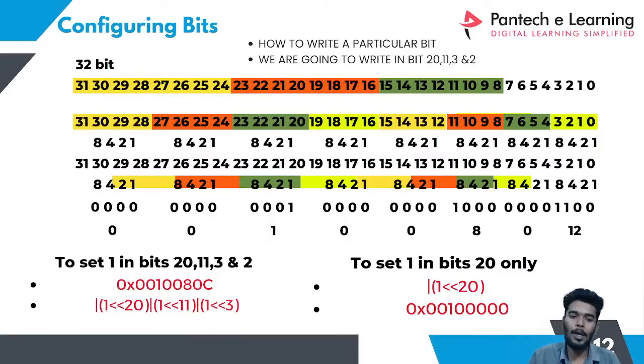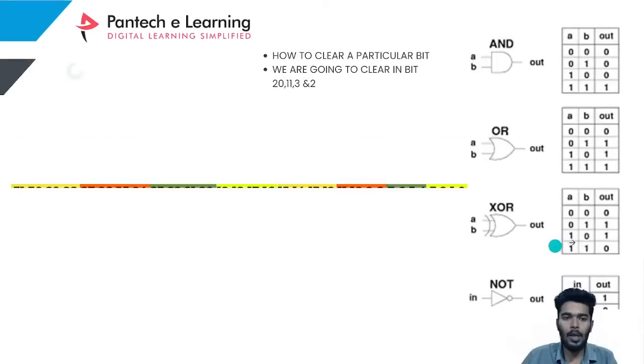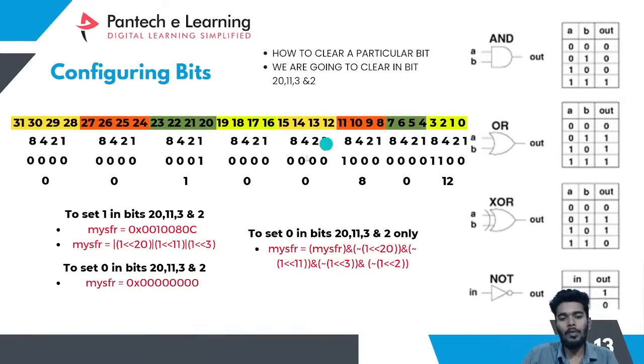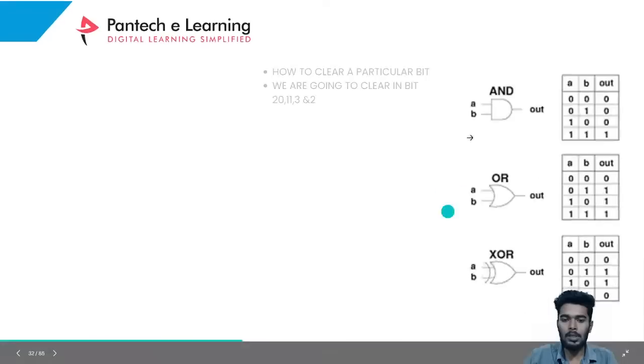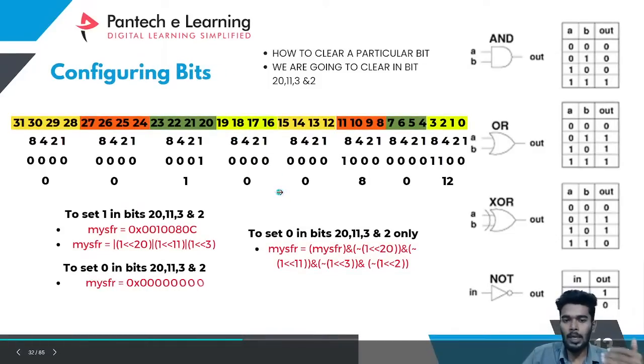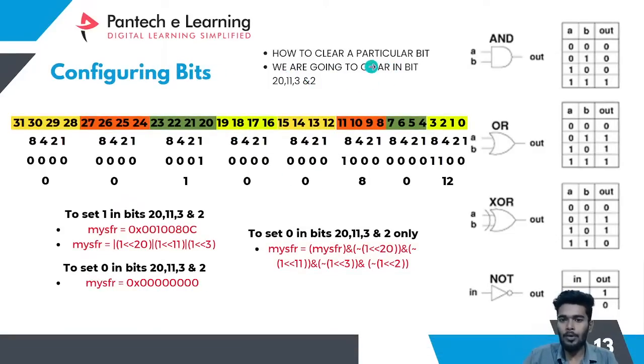When you are doing minor calculations like communication with I2C or SPI, we should not disturb the other bits, so we will use only the left shift operator. Next, in the previous slide we set the bits at logic 1 in 20, 11, 3 and 2. Now in this slide we are going to clear those bits, because they are at logic 1. So how are we going to clear them?